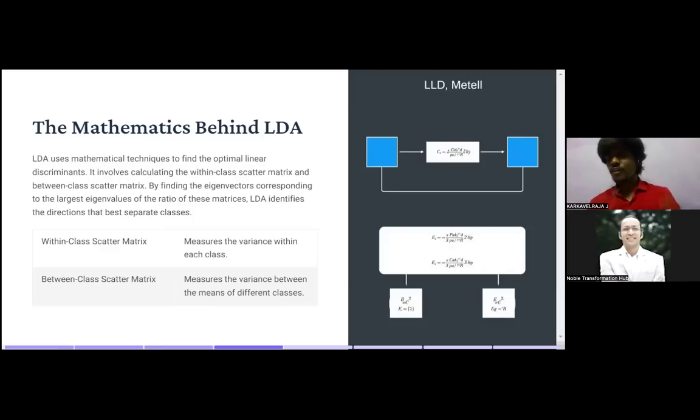Okay, guys, we will stop here because I have introduced you to LDA and also the mathematics behind it. Let us continue the remaining part in the next session.